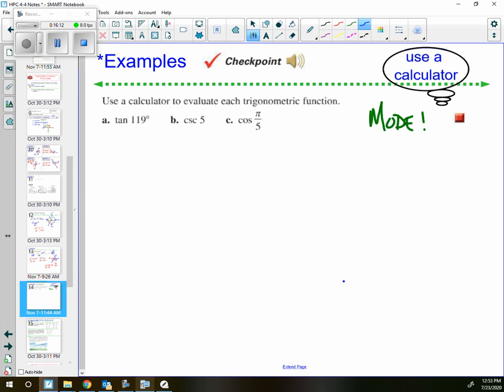Where's my value so I can jot it down? Oftentimes they'll have you go to 4 places for these. Now, does it make sense to you that 119 gave you a negative answer for tangent? What quadrant is 119 in? 119 is before 180 but past 90, right? So we're in quadrant 2. Are tangents negative in quadrant 2? Absolutely. Negative slope, right? The y's are positive, but the x's are negative. So it should be a negative answer.